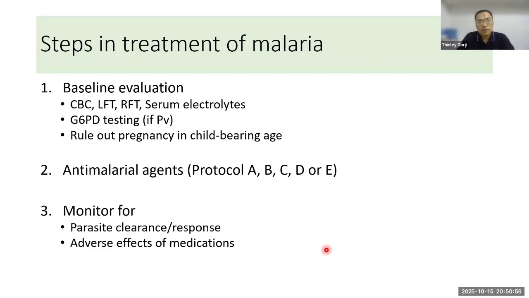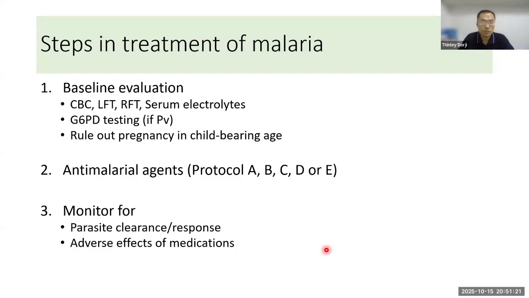The basic steps in the treatment of malaria are that you have to do a baseline evaluation, that is a complete blood count, renal and liver function tests. If it is Plasmodium vivax, you have to do G6PD testing, and you will have to rule out pregnancy in all women of childbearing age. In terms of which protocol to follow, our guideline has simplified it as protocols A, B, C, D, or E. We'll come to this in detail in the subsequent slides.